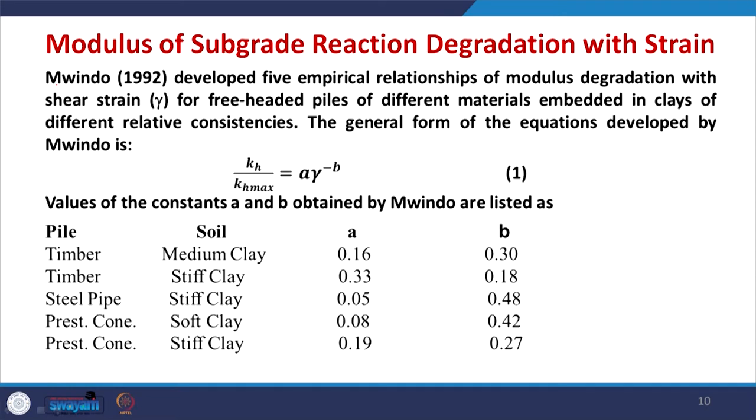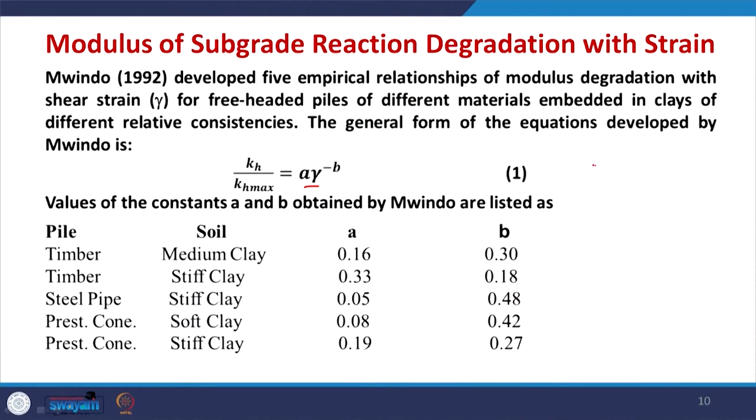What is KH and KH max? KH is the value of the modulus of subgrade reaction at pile tip. However, this value is not a constant, rather this varies with strain even if all other parameters are constant. So KH max is the maximum value of this KH, that means at a very low strain. When the value of a strain is very low, then you get KH max.